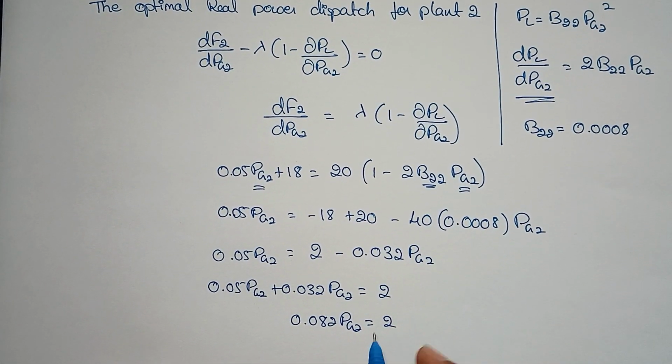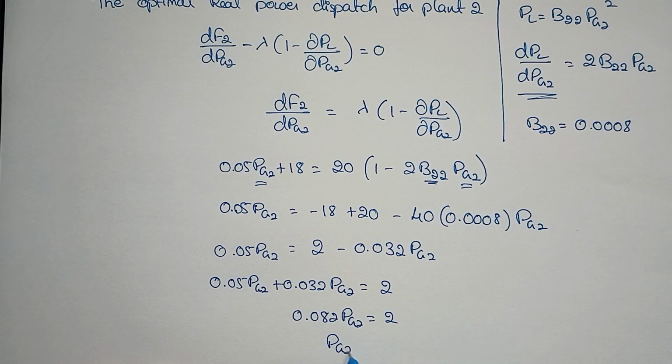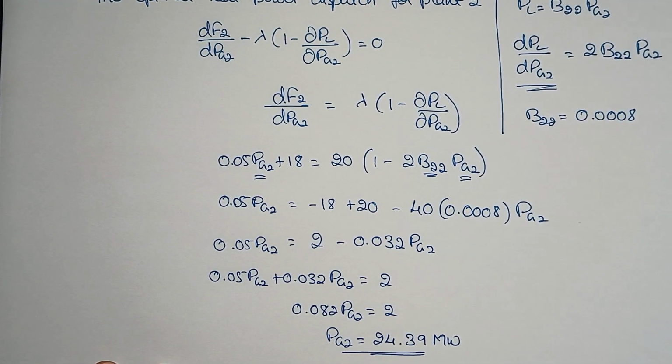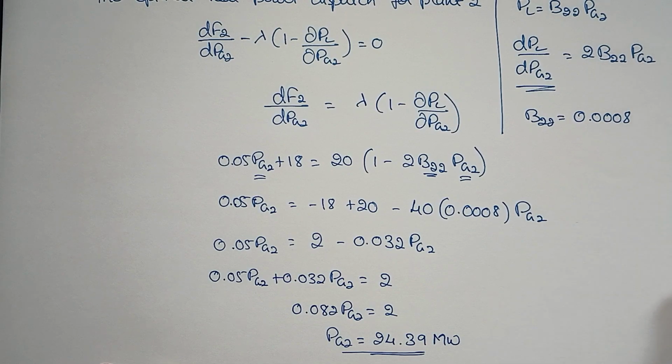On solving, we get Pg2 as 24.39 megawatt. This is the value of Pg2. Now with the value of Pg2, let us solve for plant 1, that is Pg1.